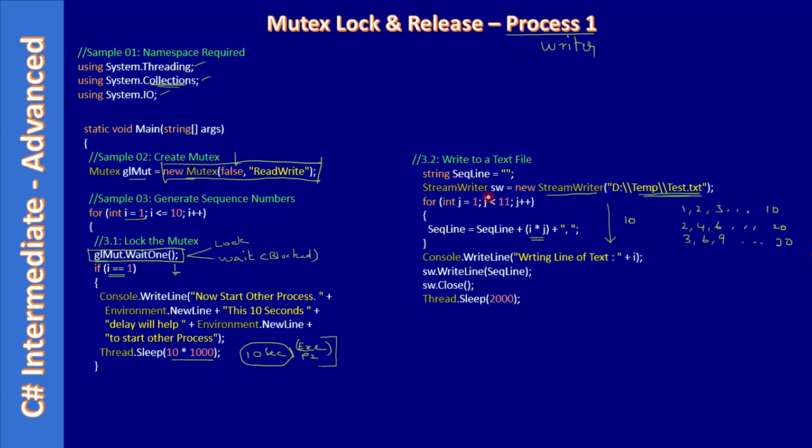After appending this string with this sequence, we are stating writing line of text. i stands for this outer loop counter: writing line of text 1, writing line of text 2, likewise you will see. Then we write the sequence. So this is the sequence string written using the StreamWriter dot WriteLine method, and we write the content to the text file. So the text file is a common resource, right? It can be shared among multiple processes, P1, P2. However many processes you create, all processes will have access to this file.